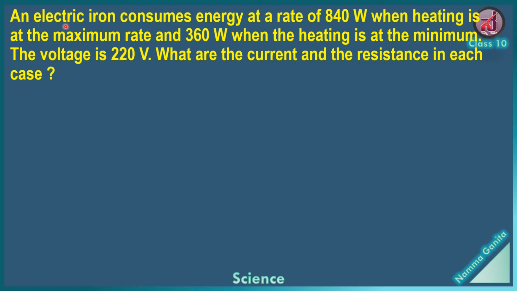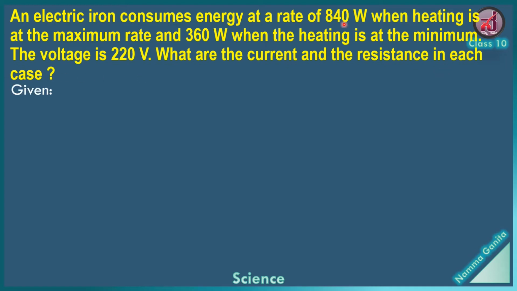Children, let us solve some numerical problems on electricity. Consider the first problem. An electric iron consumes energy at a rate of 840 watt when heating is at the maximum rate and 360 watt when the heating is at the minimum. The voltage is 220 volt. What are the current and the resistance in each case?